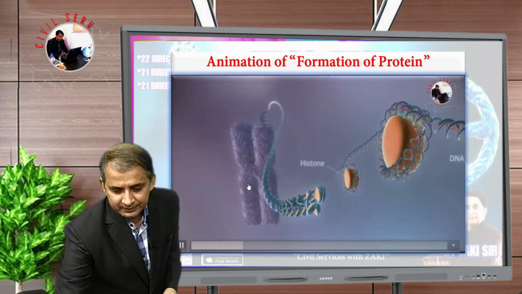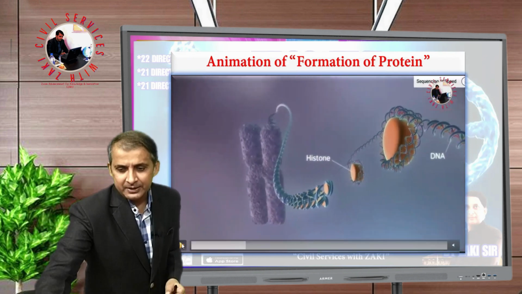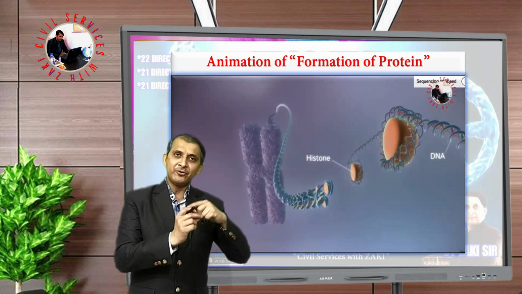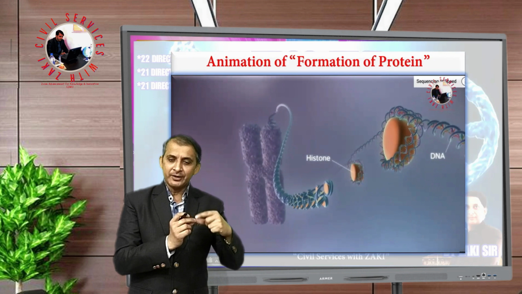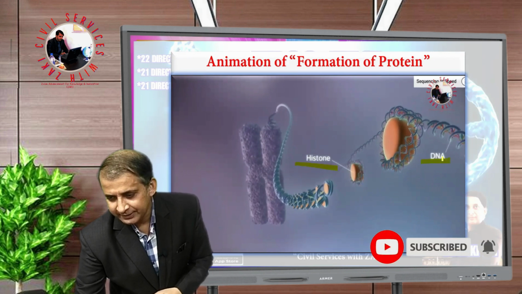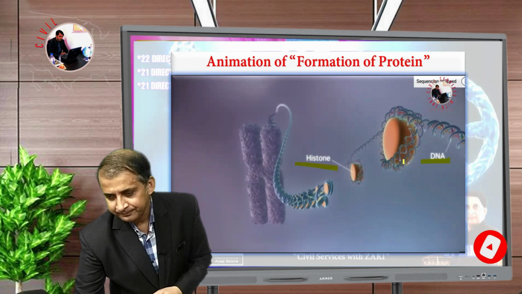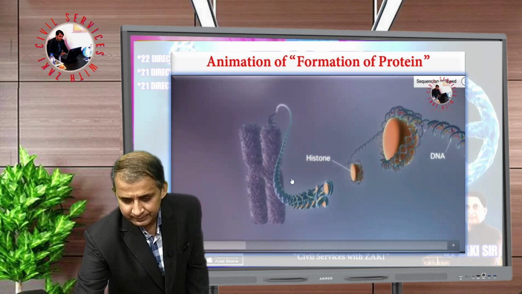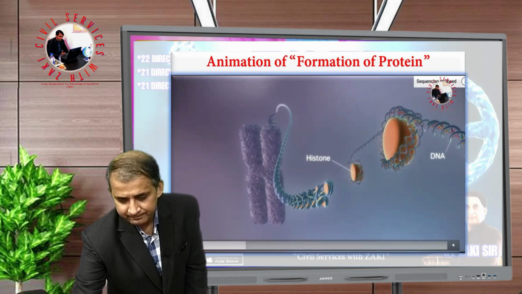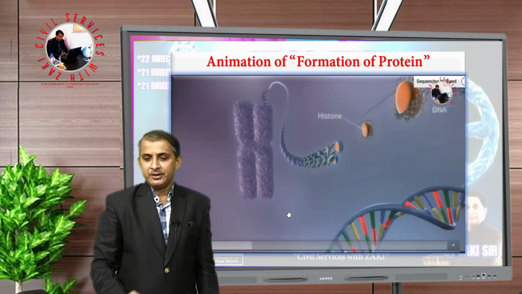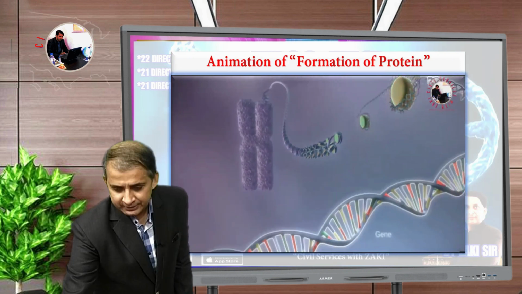These chromosomes contain DNA. Basically, this DNA is bound with a protein called histone. See here, it is histone and it is DNA. And each DNA contains genes, it's called a gene.